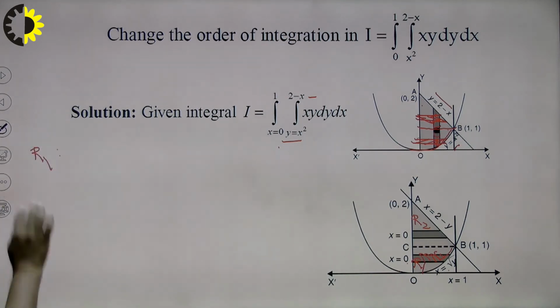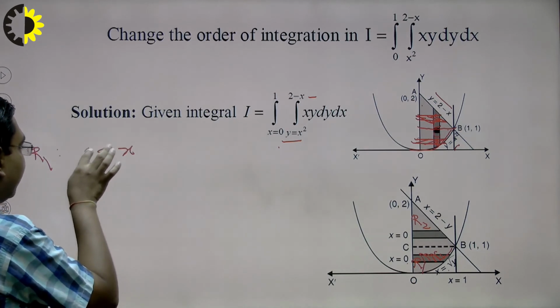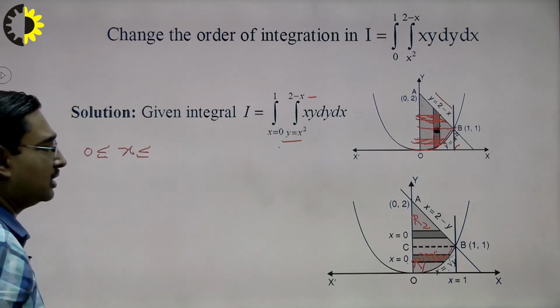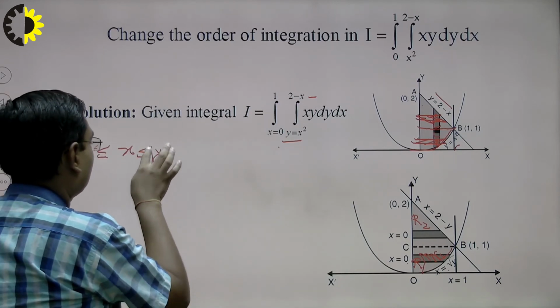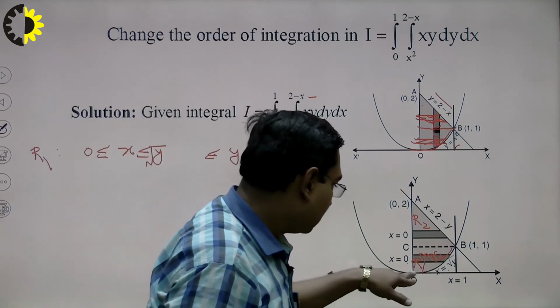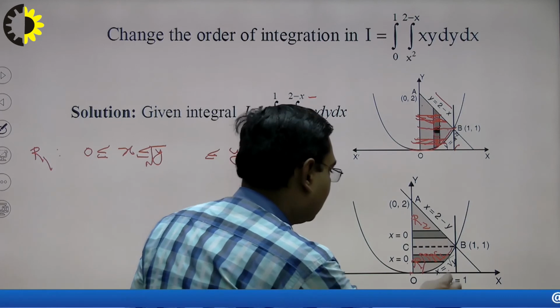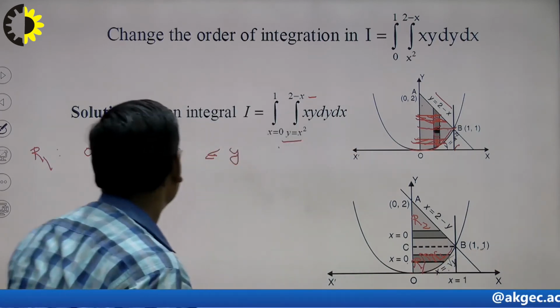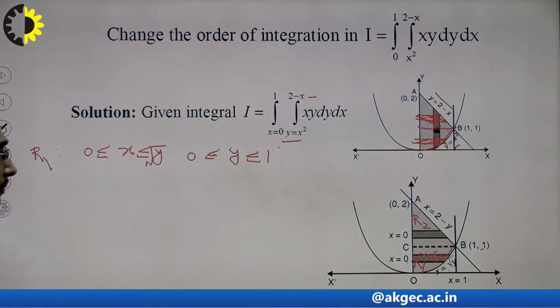Therefore, for R1, x varies from 0 to root y, and y varies from lowest point to highest point of this region, that is 1. So, y varies from 0 to 1.